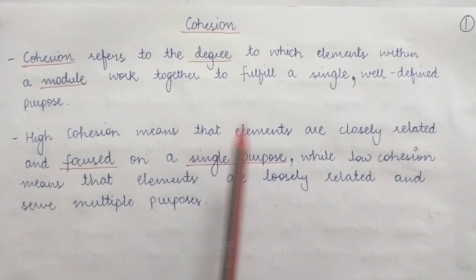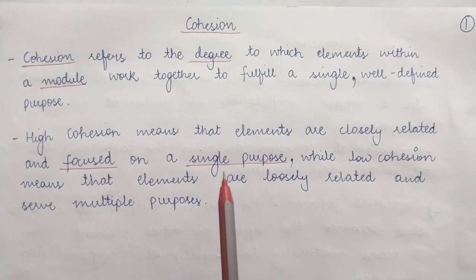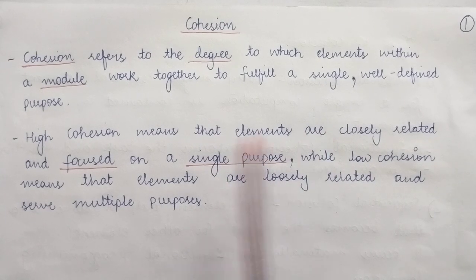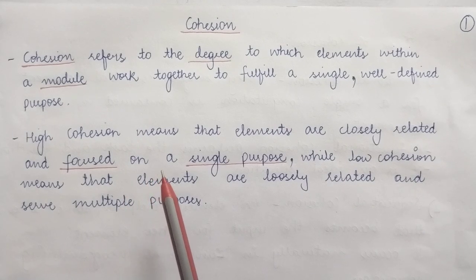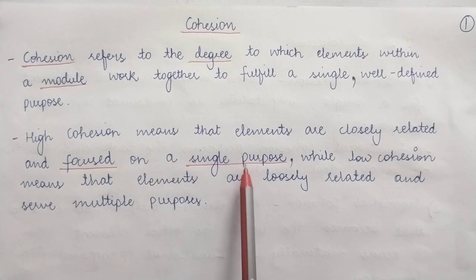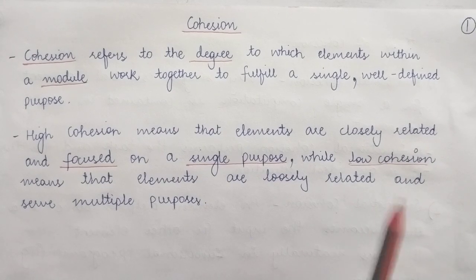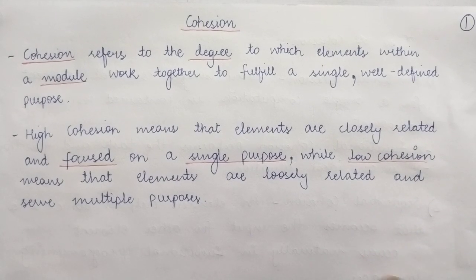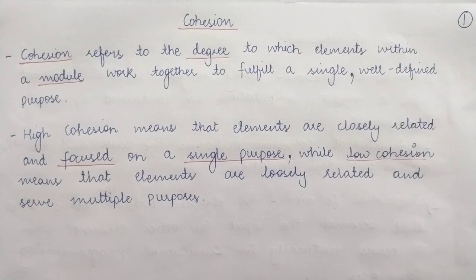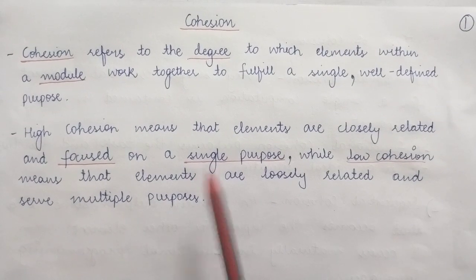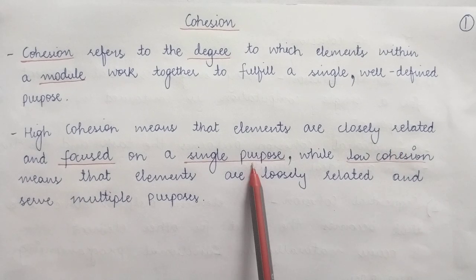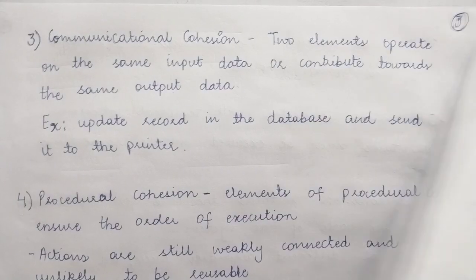Now high cohesion means that elements are closely related and focused on a single purpose. So if the cohesion is high, that means all the elements are very closely related, and they are focused on, of course, a single purpose. While when we talk of low cohesion, it means that elements are loosely related, they are not highly related, and of course they also serve multiple purposes. So in high cohesion, the elements are closely related and serve a single purpose, whereas in low cohesion elements are loosely related and serve multiple purposes.